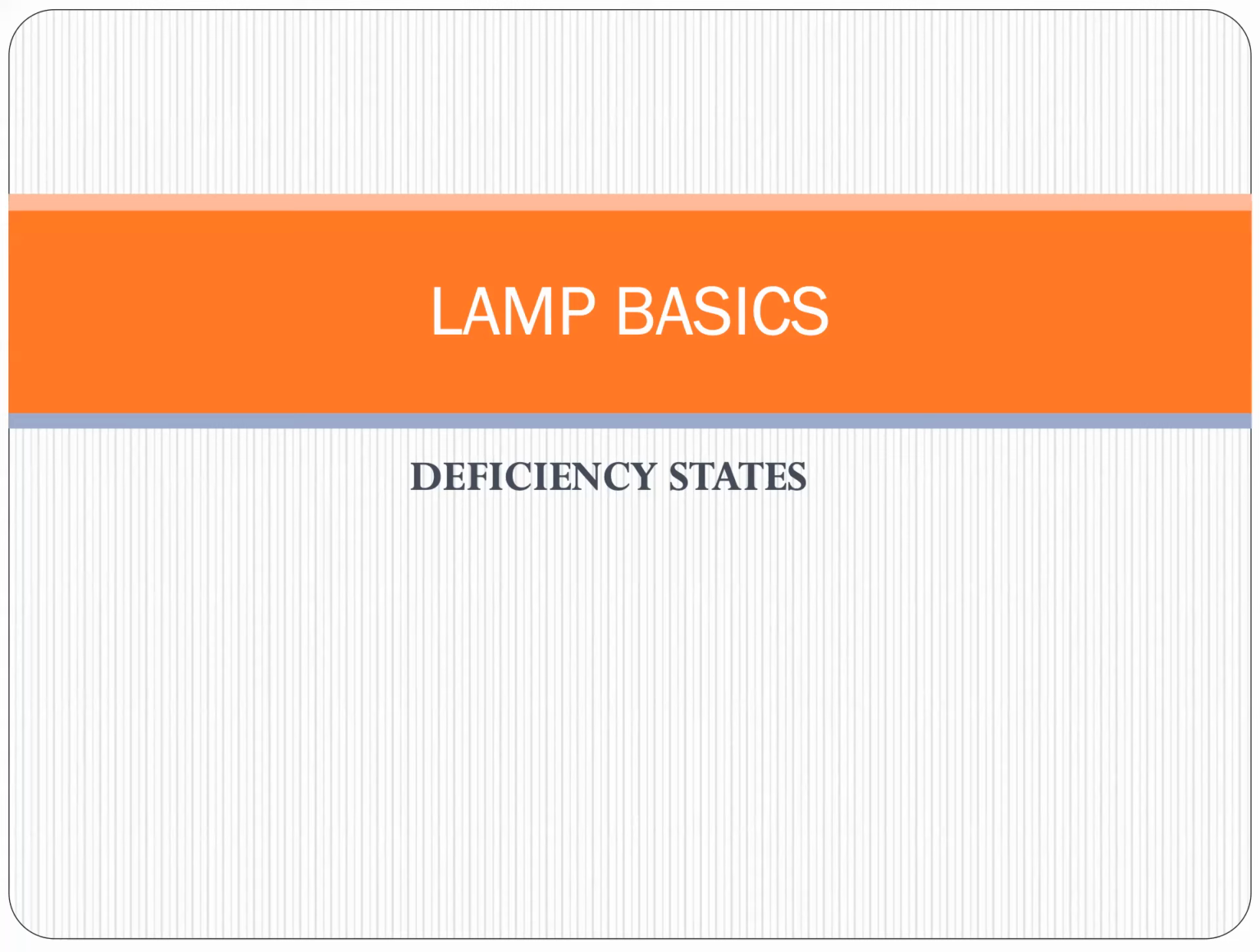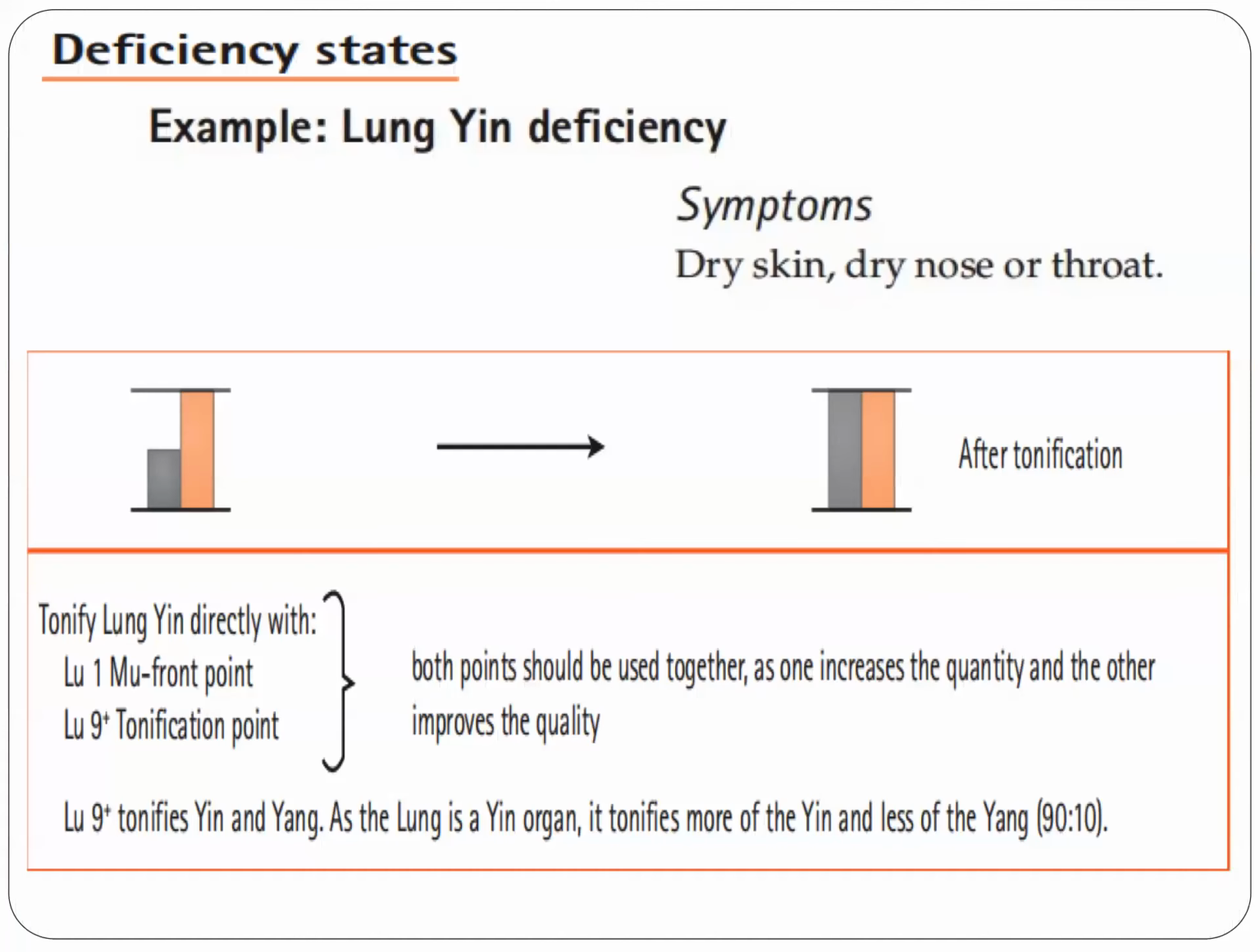Deficiency States. Example, lung yin deficiency. When you have lung yin deficiency, you will have dry skin, dry nose, or throat. Of course, if there is deficiency, we tonify the lung yin directly with the horary point of the lung, which is lung 1, and the tonification point, lung 9.